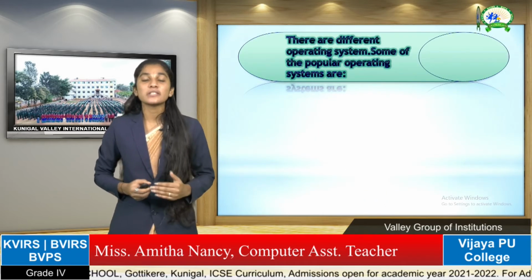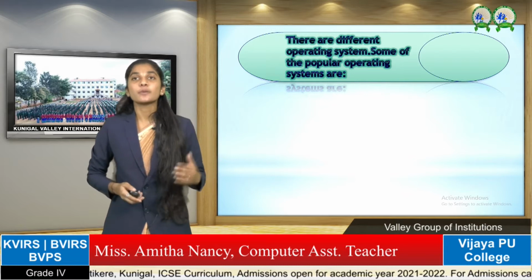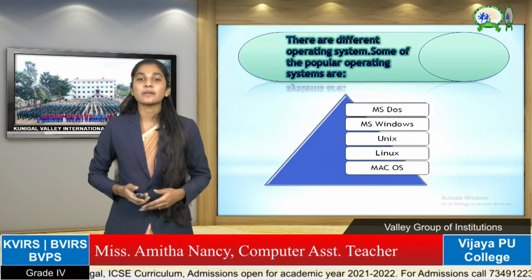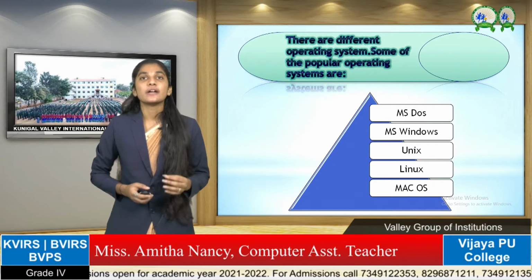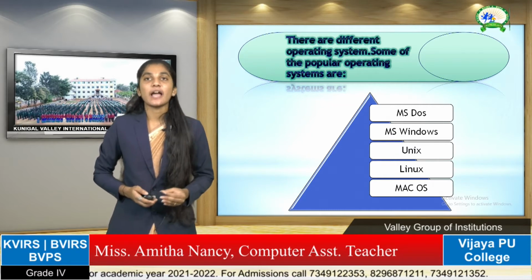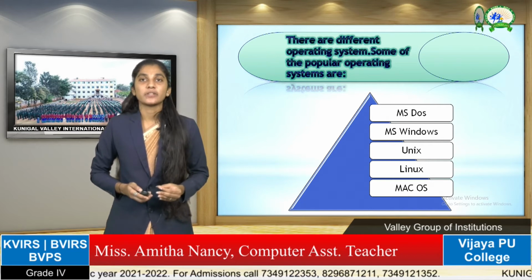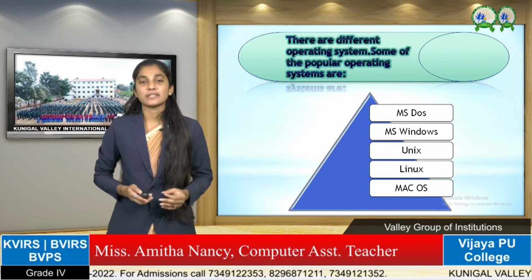Under operating system we have different types. Some of the most popular operating systems are MS-DOS, MS Windows, Unix, Linux and Mac OS. These are the popular operating systems.